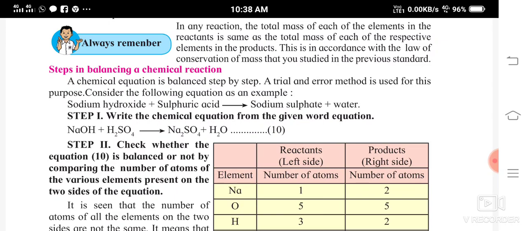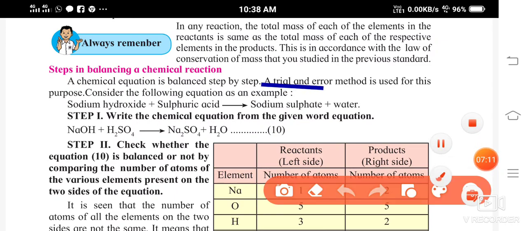A trial and error method is used for this purpose. So this is a trial and error method. It means you have to try, and you will have to erase it and do it again. So it's a trial and error method.